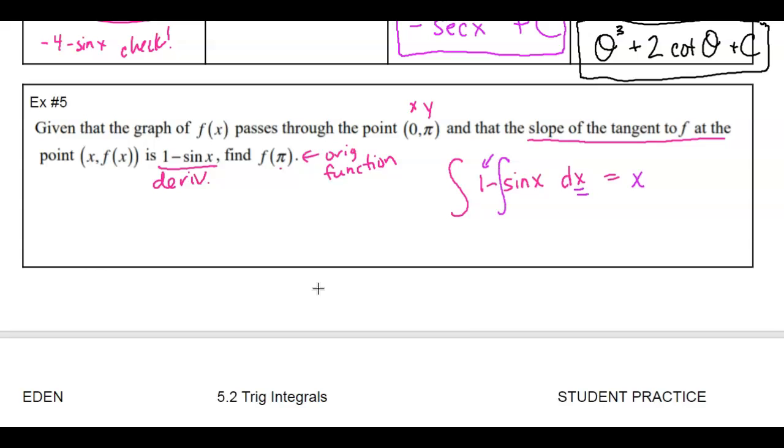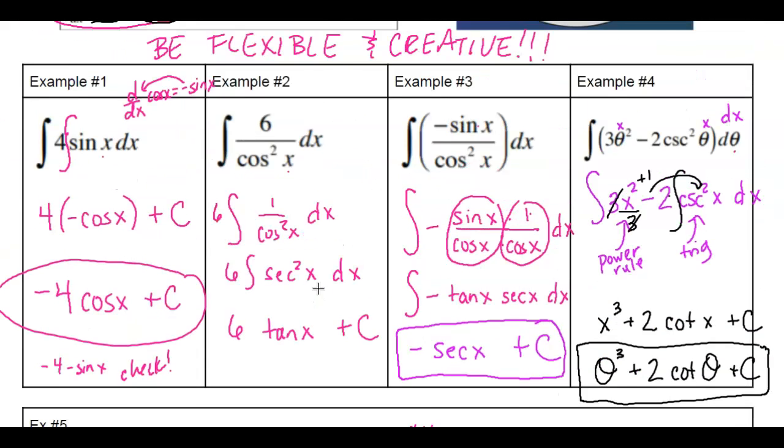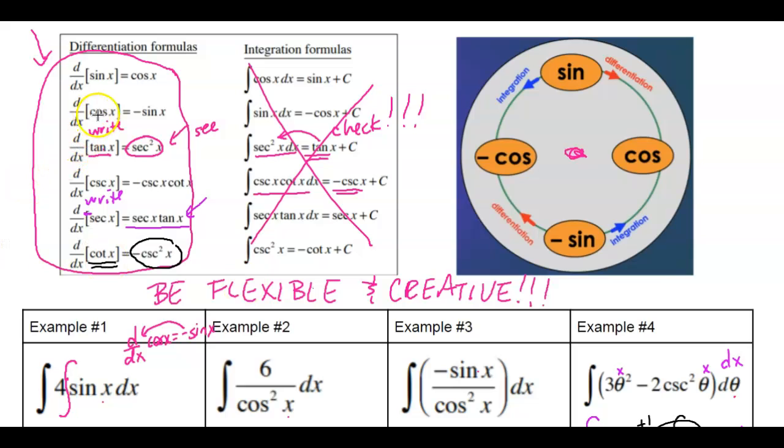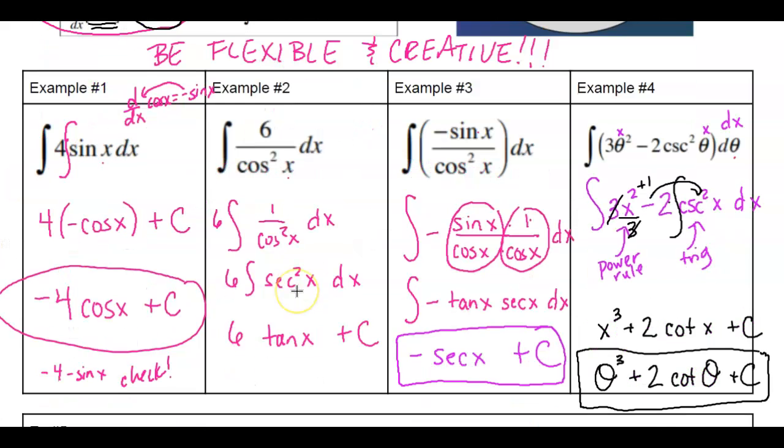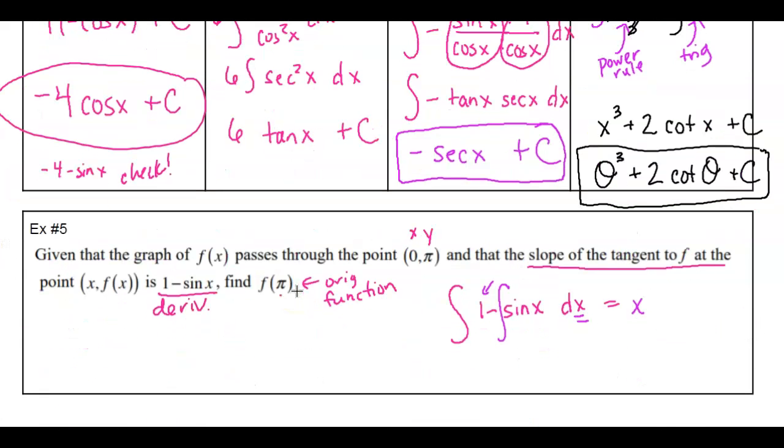So if I have sine, what function had a derivative that was sine? Well, cosine has a derivative that's negative sine, and that's actually what we have. So since I have a negative and a sine, that means that this is plus cosine. So check yourself. The derivative of cosine is negative sine. Yeah. And then plus c. So this means that f of x equals x plus cosine of x plus c.